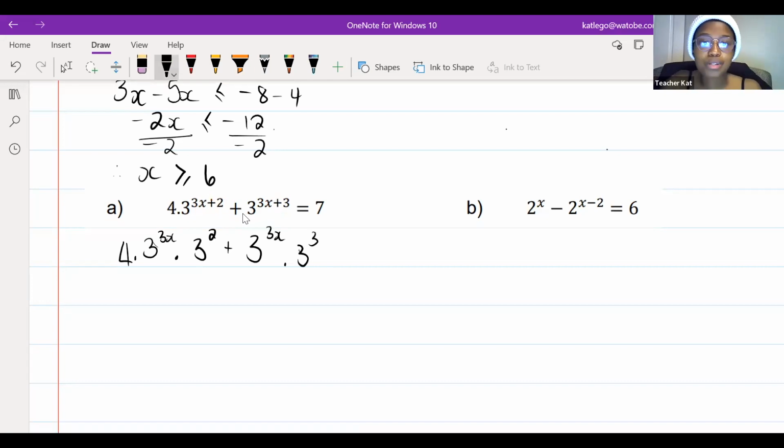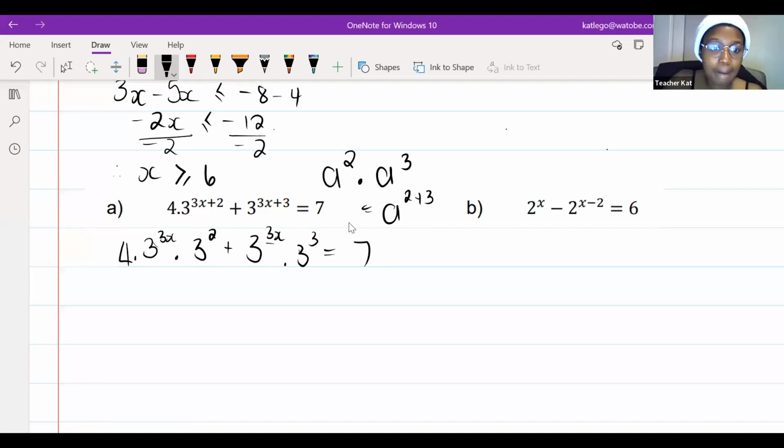Remember the first law of exponent says if you have, let's say, a squared times a cubed, you can add the exponents. So they were added, but I want them to be split up. So that's what I did. I went backwards. I took the 3 plus 2 and I split them and made them have 2 bases so that I can take out 3 to the power of 3x as a common factor.